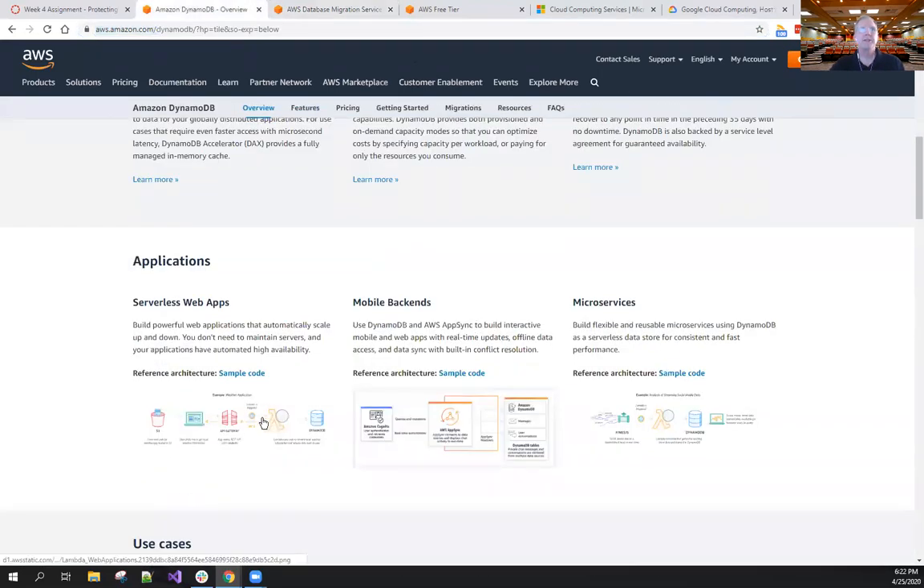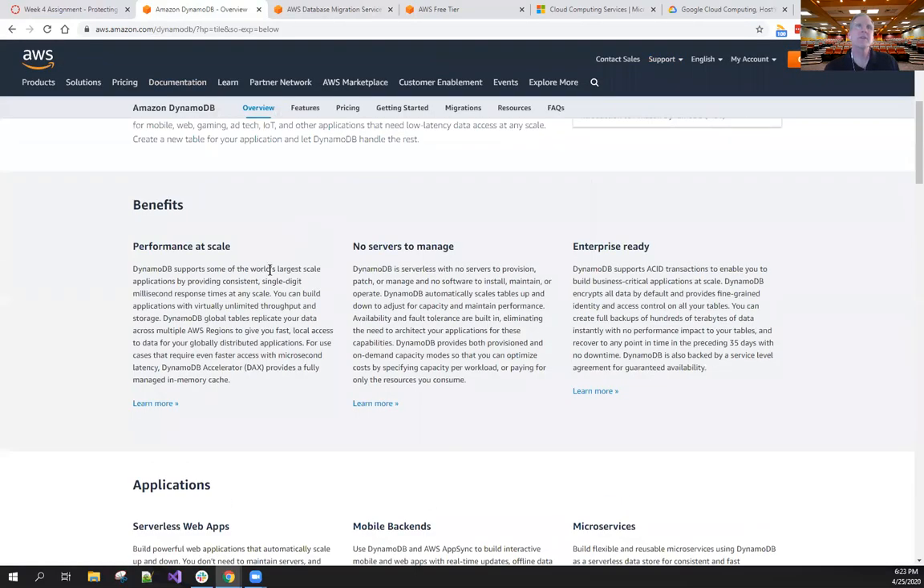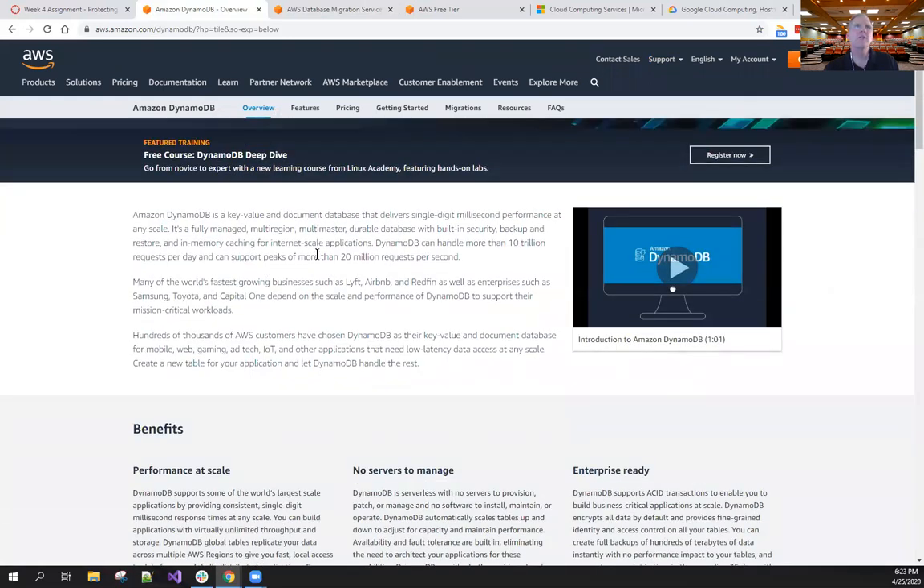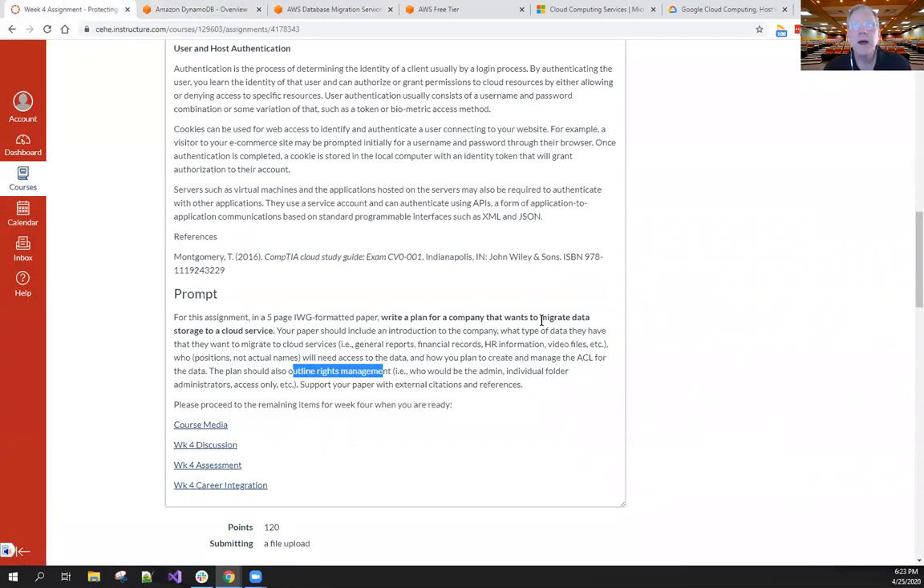We've got to rewrite our applications to be serverless, and then our database will be serverless also. So this is looking like the route we want to go for our assignment. Okay, so that's the ending of the analysis of the services that we would want to use in order to migrate our company to migrate data storage to a cloud service.